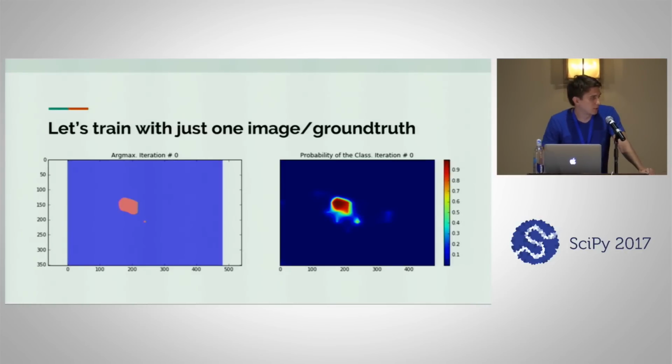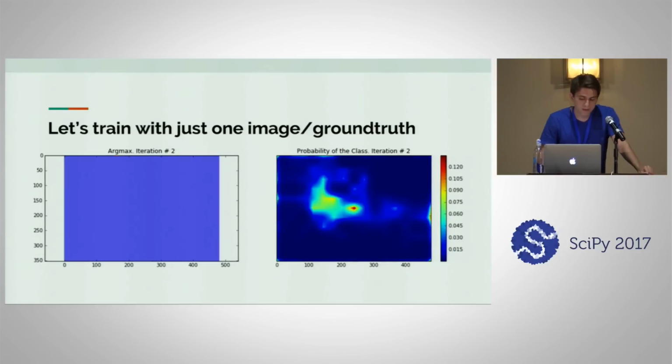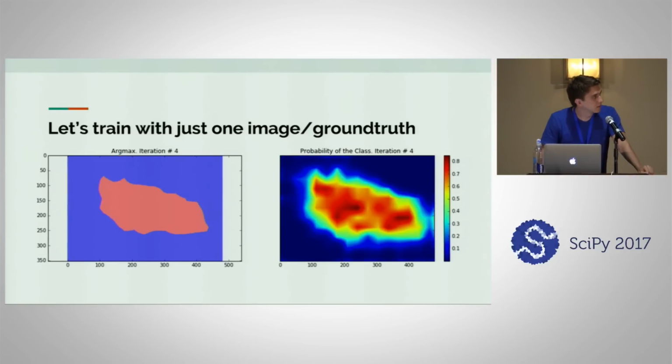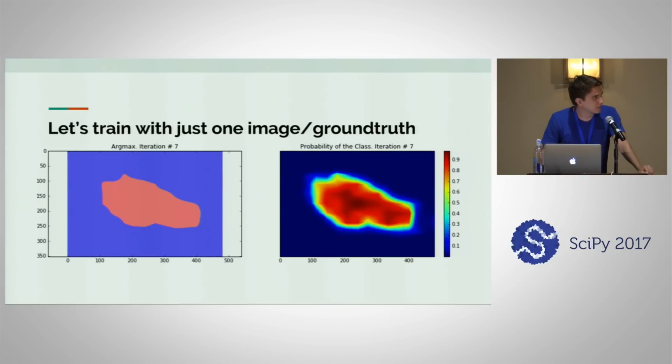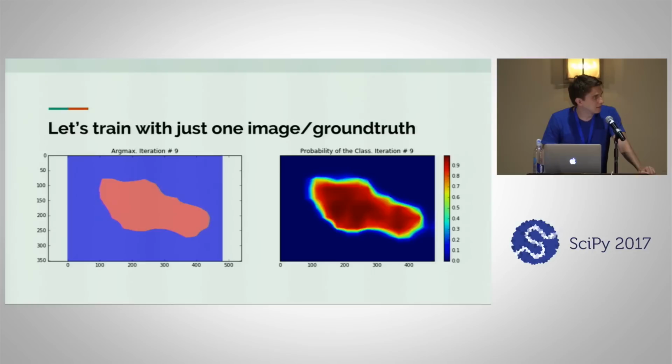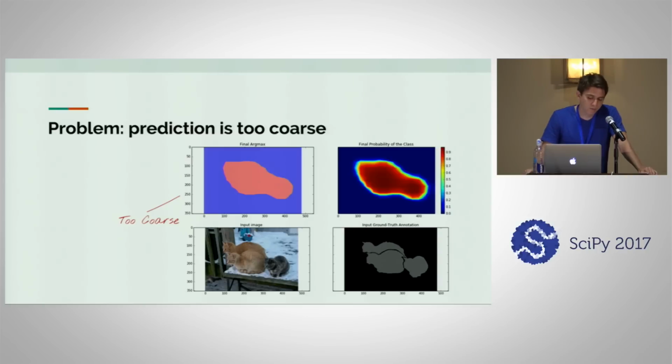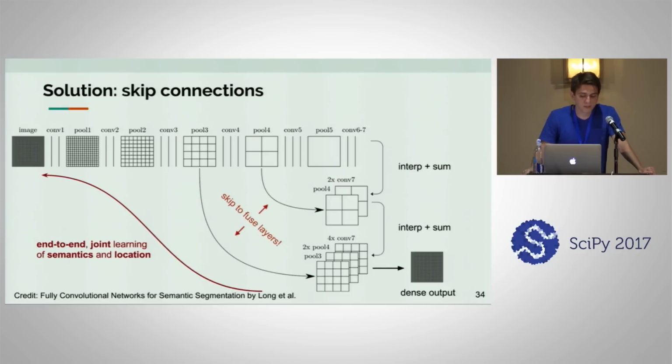On the first iteration, it just gives a small prediction, which is not accurate at all. But then if you go further, it starts to grasp what's there. And finally, we get some kind of good prediction. But the problem with that is that the prediction is coarse. This is because we just upsampled the feature map that was subsampled by 32, and predictions are very coarse. So we can handle that by using skip connections.